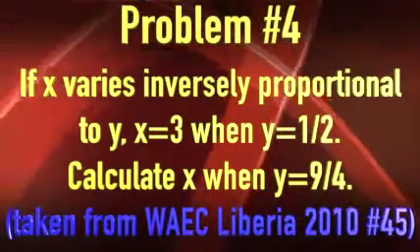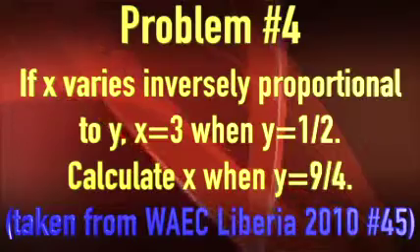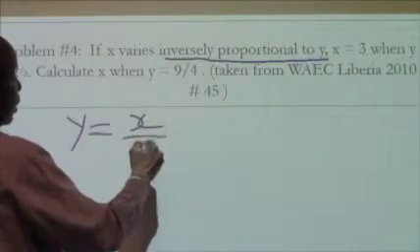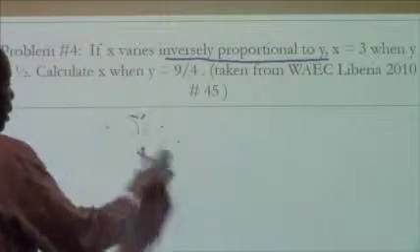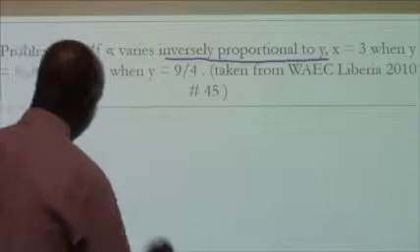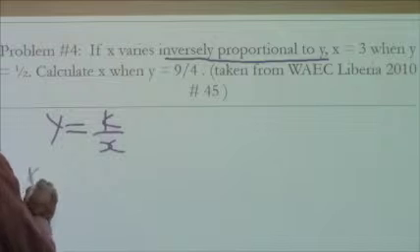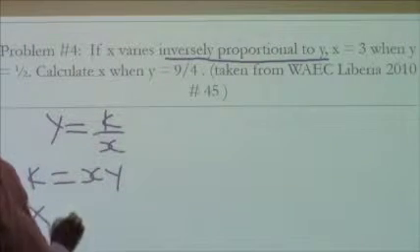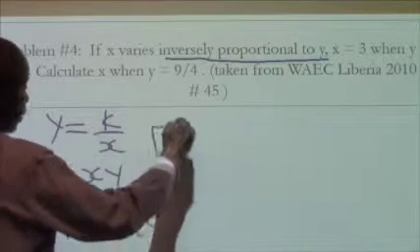So number 4 is a problem of inverse variation. The x value is inversely proportional to y. So we can do the same thing. We can say y is equal to k over x. And I'm going to say k is equal to the product of x, y. I'm going to say x1, y1 should be equal to x2, y2. That's the approach I'm going to take.